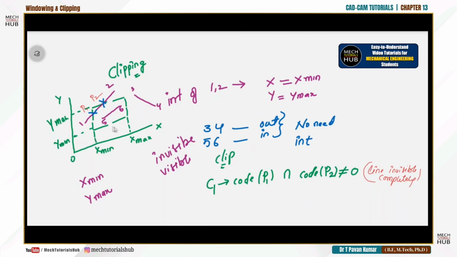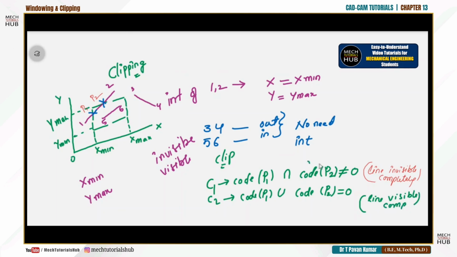And when it comes to the second condition, C2, let me show it here: for the same code C2, P1 union code P2 is equal to 0. If this is the case, then what happens? The line is visible completely.